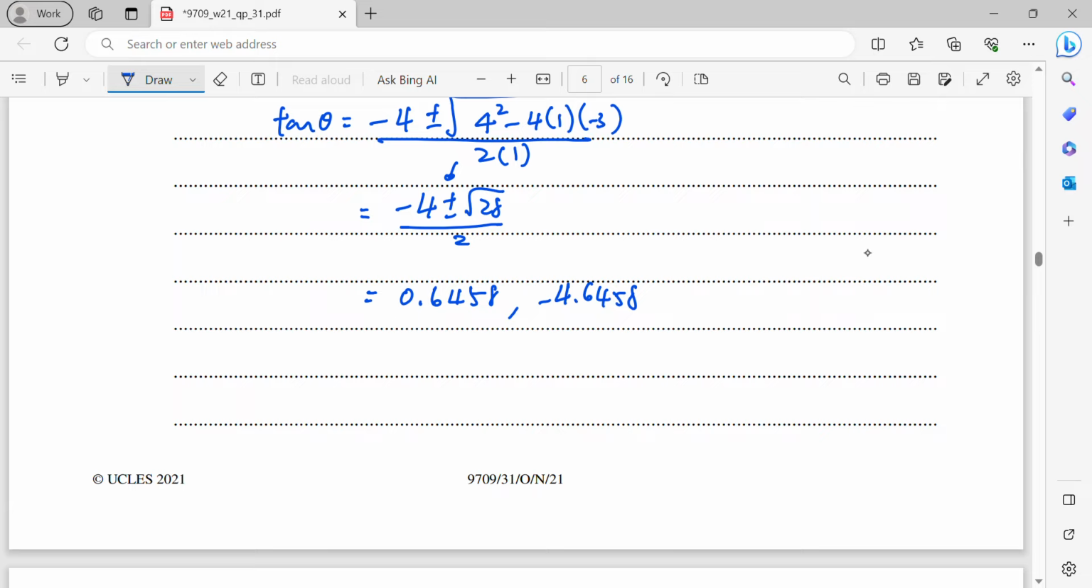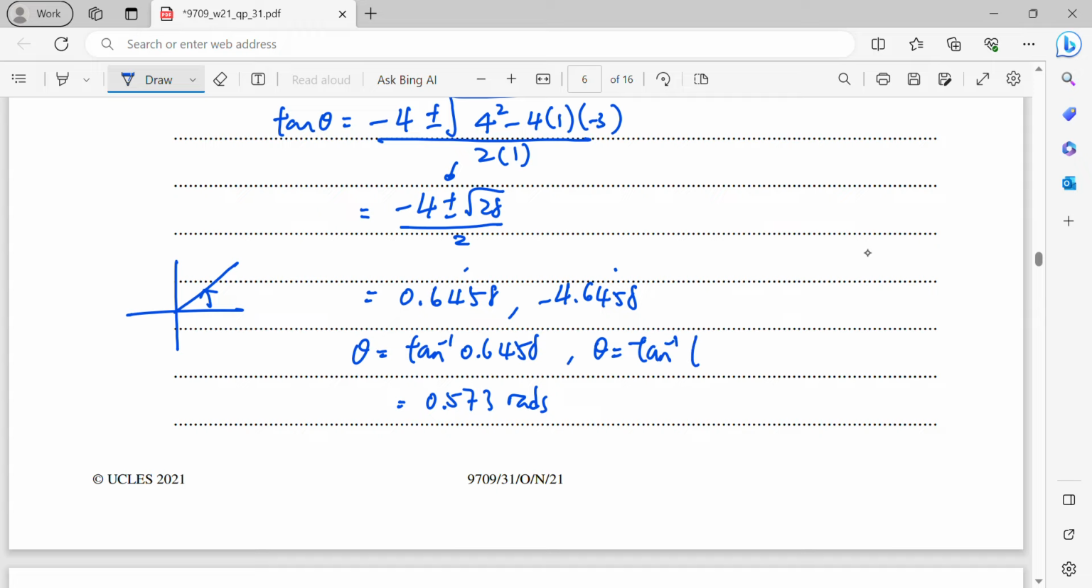Now, when you look at the interval here, theta from 0 to pi means the first two quadrants. So when my tangent theta is positive, that means my angle is in the first quadrant. So my theta is going to be inverse tangent 0.6458, and you will get 0.573 radians.